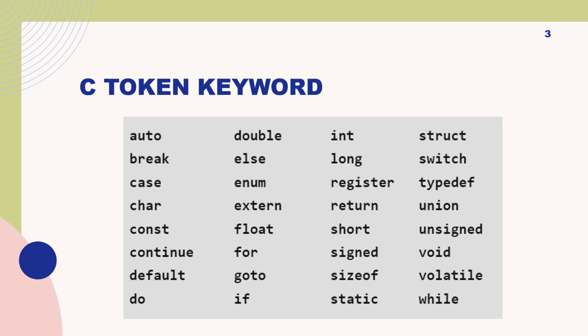We cannot redefine keywords, but we can specify the text to be substituted for a keyword before compilation by using the C preprocessor directives. In C, we have 32 keywords and they are auto, break, case, char, const, continue, default, do, double, else, enum, extern, float, for, goto, if, int, long, register, return, short, signed, sizeof, static, struct, switch, typedef, union, unsigned, void, volatile, and while. So if you look into the alphabets, it can be easily kept in mind.